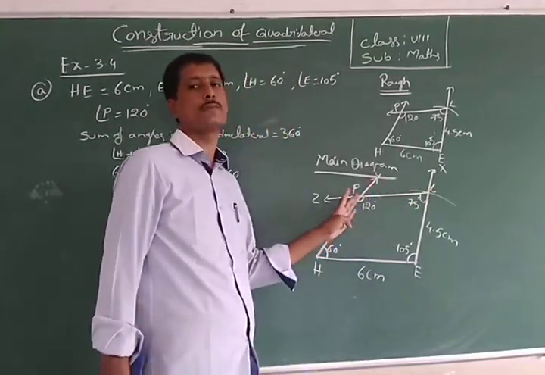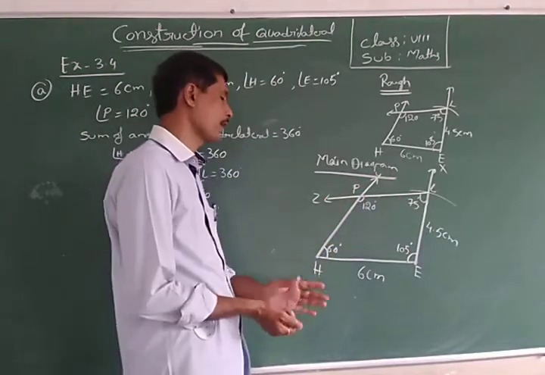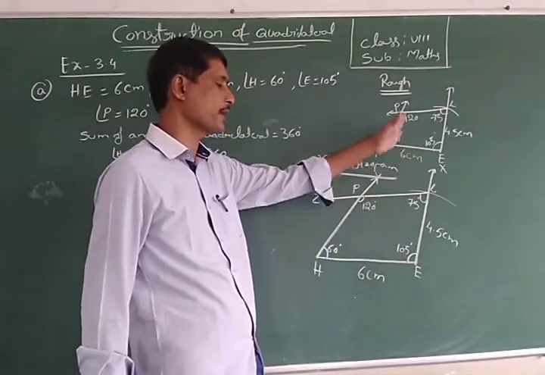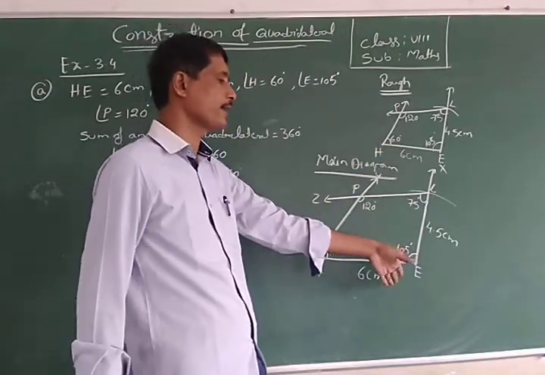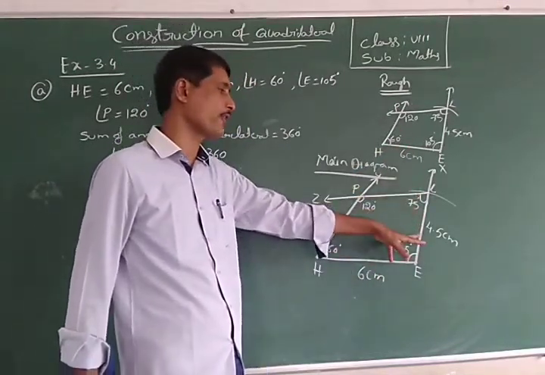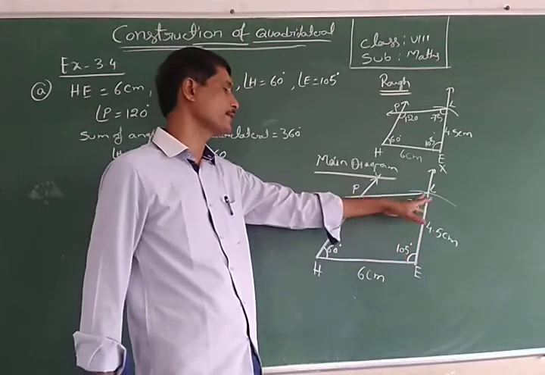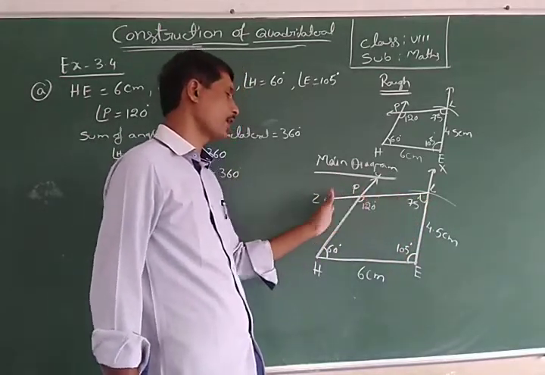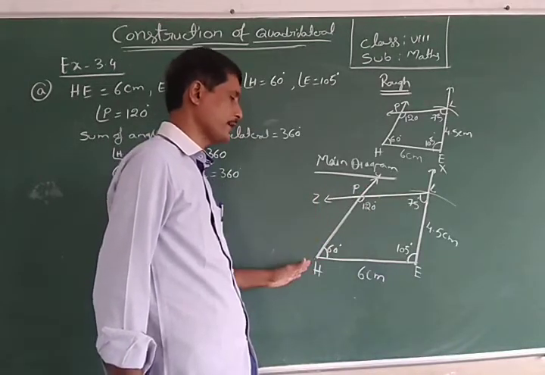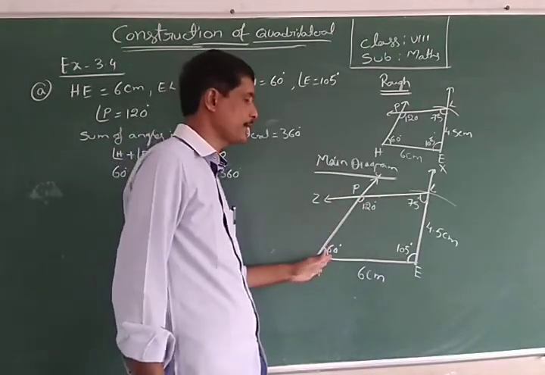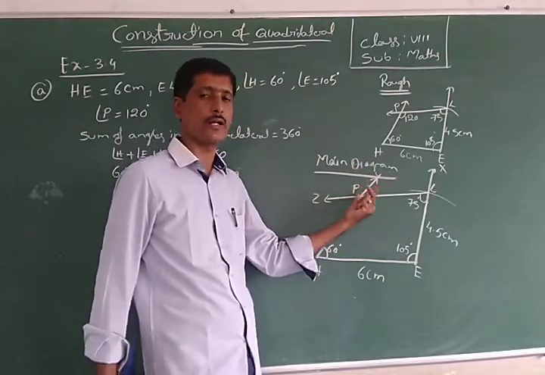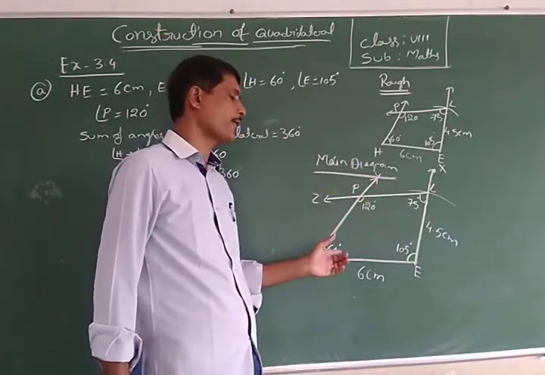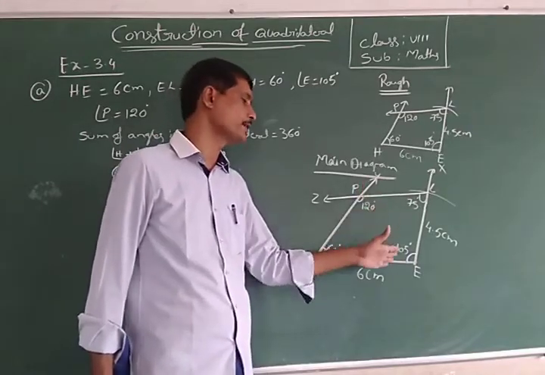HELP. Okay. First, draw a line segment HE, 6 cm. Take E as the center, measure the angle 105 degrees. Take E as the center, draw the arc with 4.5 cm. Take L as the center, measure the angle 75 degrees. Draw a ray, that is Z. Take H as the center, measure the angle 60 degrees. Draw a ray. The two rays intersect at one point. The point is P. Therefore, form the required quadrilateral HELP.